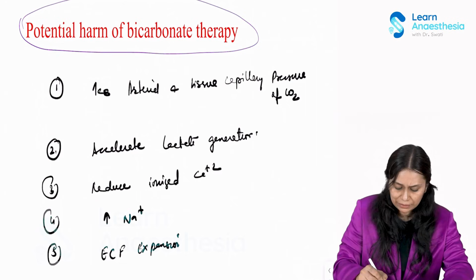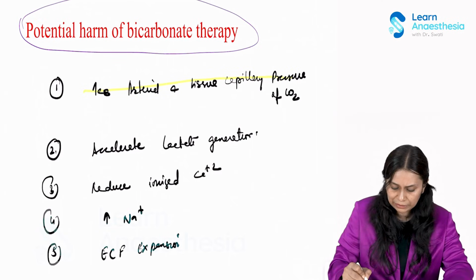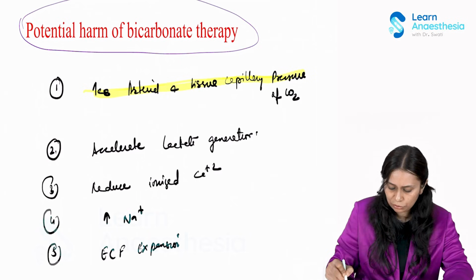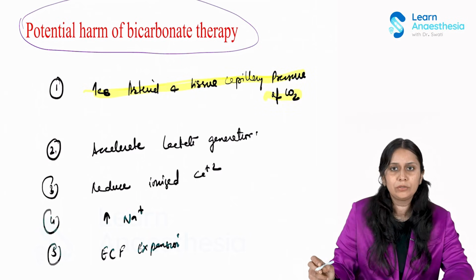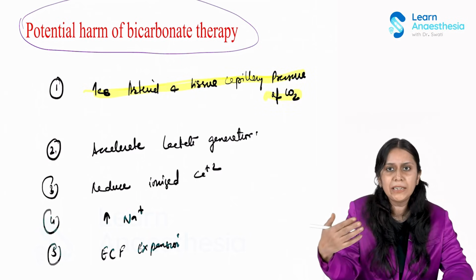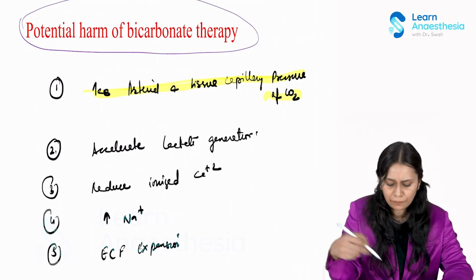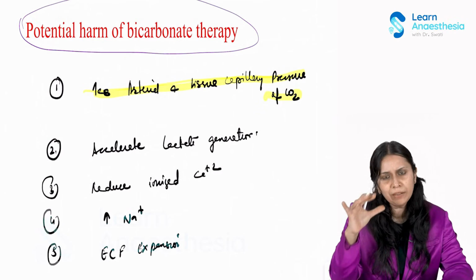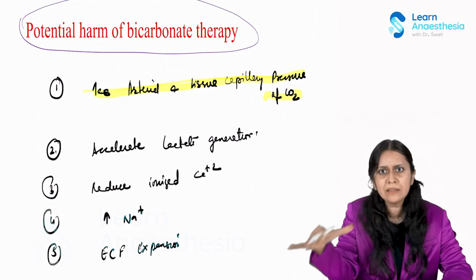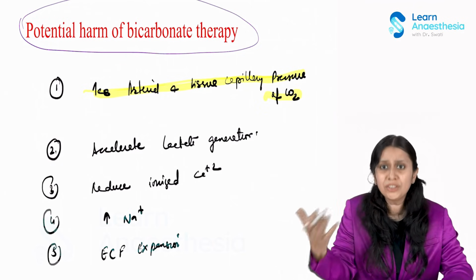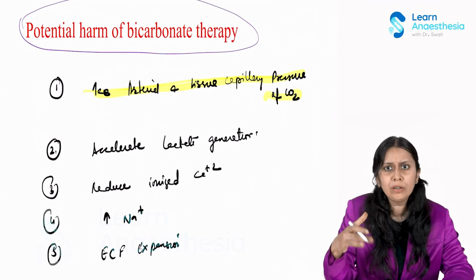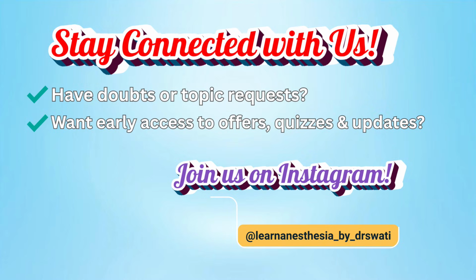So first, it is increasing the arterial and the tissue capillary pressure of CO2, right? And this can be negated by hyperventilation. See, when we give the bicarbonate, there are several reactions which take place in the body before the correction of the pH.